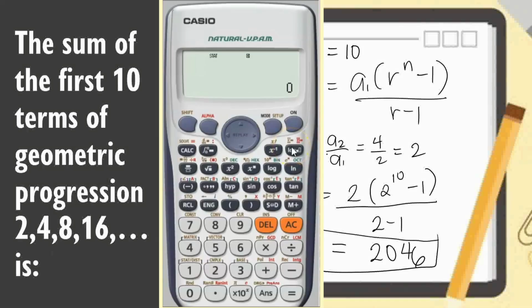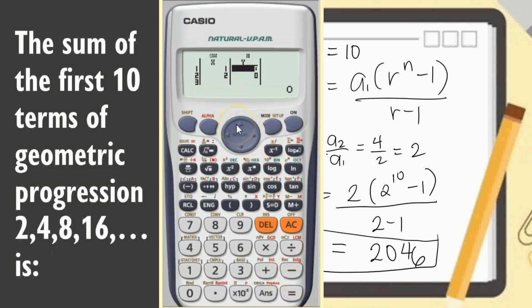Ang next naman natin is geometric series. So, the sum of the first 10 terms of geometric progression 2, 4, 8, 16 is, so, shift or mode 3, 6 ulit. So, first and second term na lang ilagay natin.